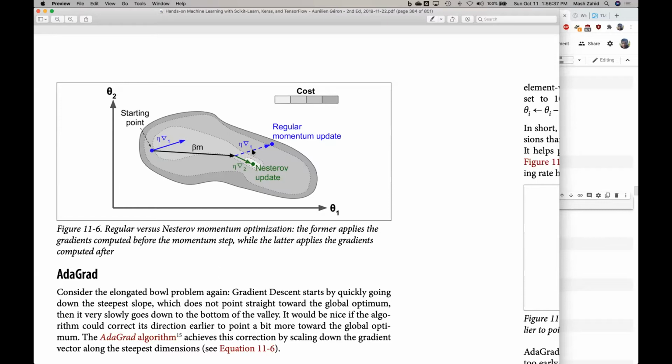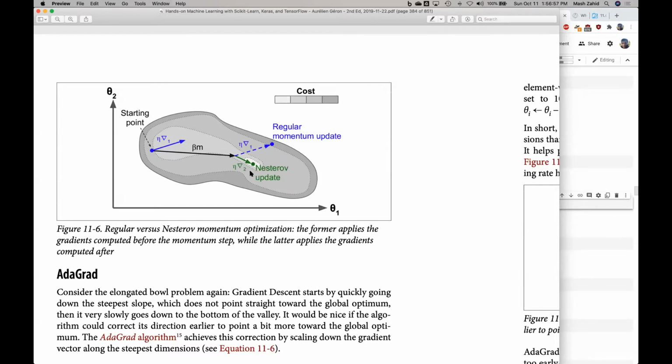That's basically the same as the solid blue arrow displaced over there to where the tip of the black arrow is. So if you didn't do the Nesterov update, you would get to where that dotted blue arrow takes you. But if you do the Nesterov update, then you get towards where the green arrow takes you, which is the right direction.